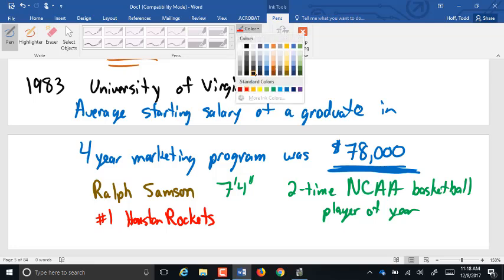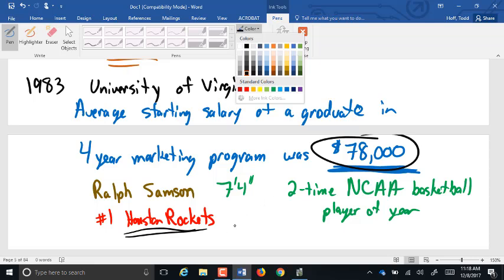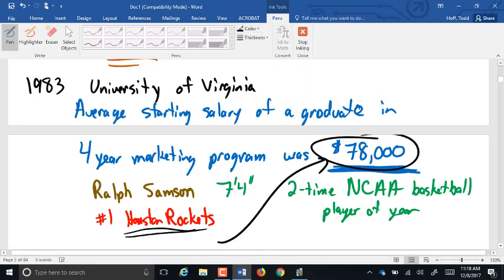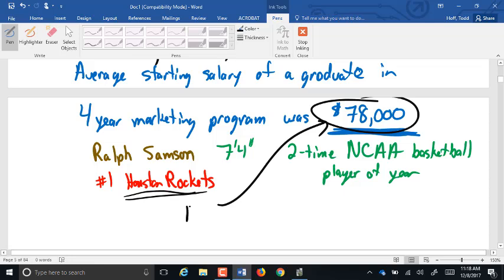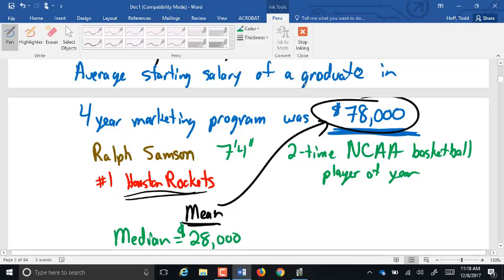Do you know how many $20,000 marketing graduates it takes to average a multi-million-dollar contract out to $78,000? A lot. That $78,000 was a mean. The median for that group was about $28,000, which is still not bad.